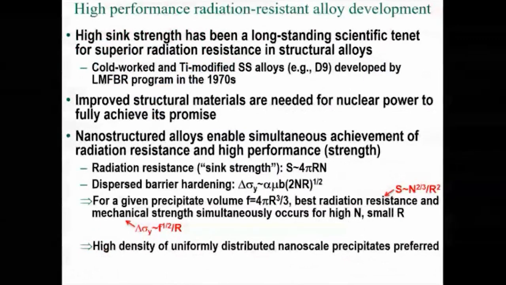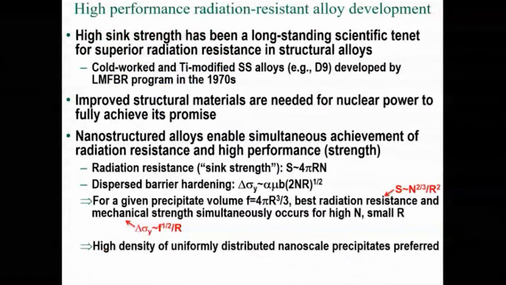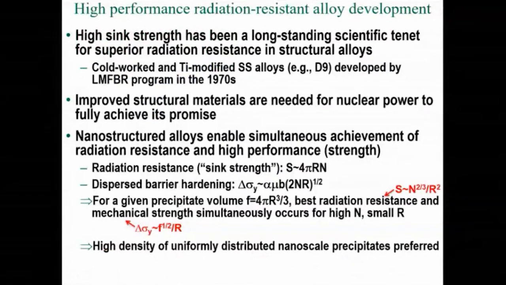It turns out that for making a higher strength alloy, the exact same principles also work. So if you look at the classic equation for dispersed barrier hardening, it also depends on the number density and size with a square root dependence. So if you say you want to limit your precipitate volume to 1%, so you have your precipitate volume fraction F, then for best radiation resistance and for best mechanical strength, optimize this for high density of small precipitates in the material will give the best performance.